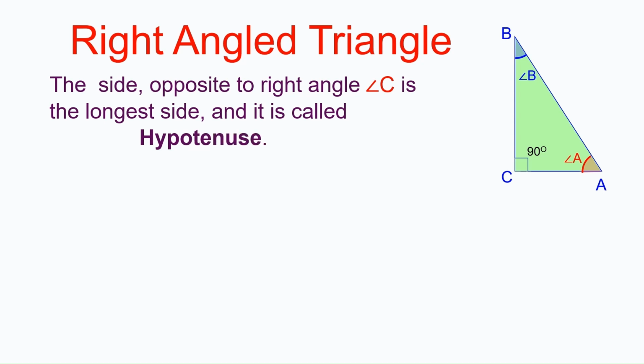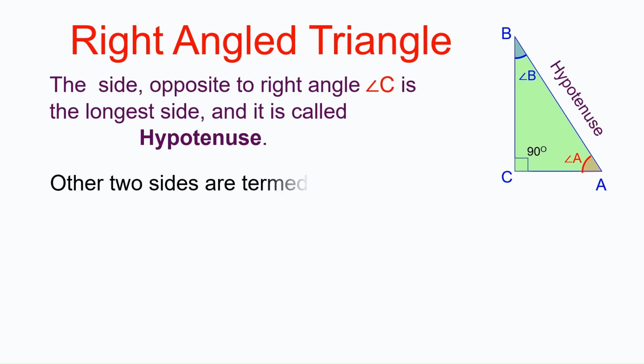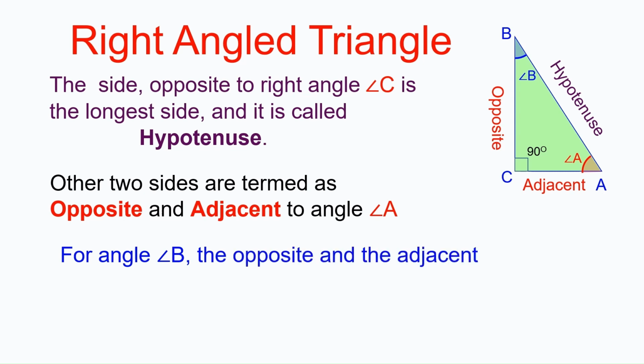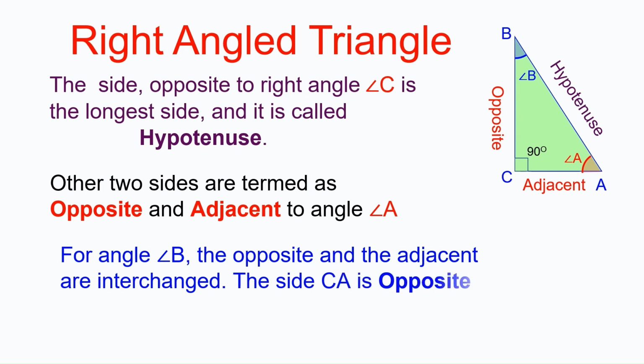The side opposite to right angle C is the longest side, and it is called the hypotenuse. The other 2 sides are termed the opposite and the adjacent to angle A. For angle B, the opposite and the adjacent are interchanged. The side CA is the opposite and the side BC is the adjacent to angle B.